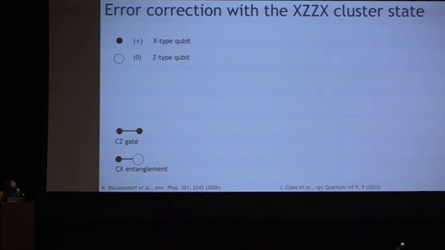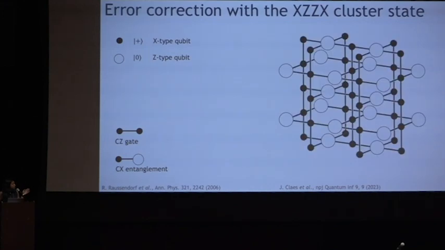The measurement-based error correction protocol we're looking at today is called the XZ cluster state. Here I'm going to show a large cluster state, which is basically an entangled graph state. This looks complicated, but let me break it down. The dots in black are what we call X-type qubits, which initialize in plus. The open circles are what we call Z-type qubits, which initialize in the 0 state. The lines between qubits represent local entanglement.